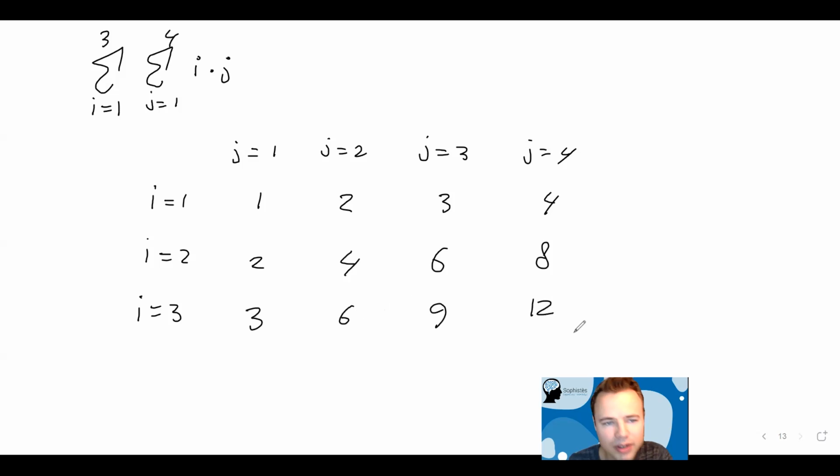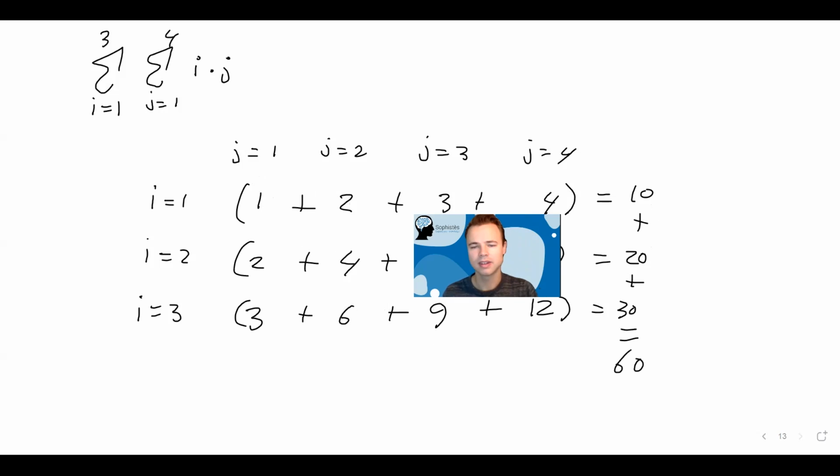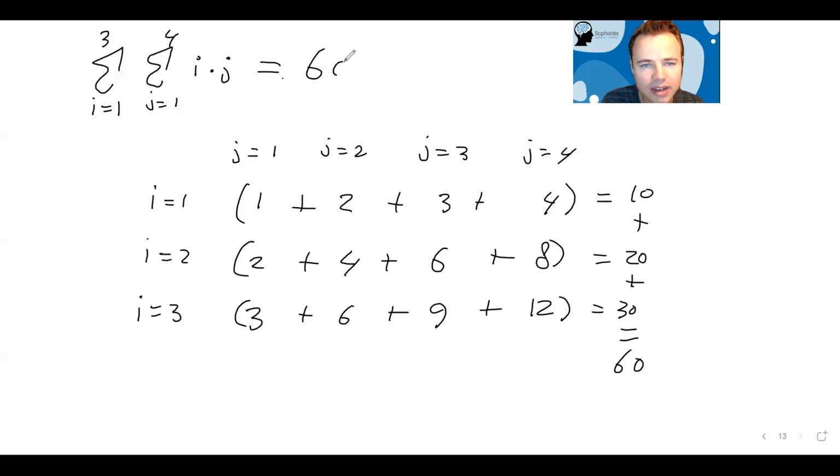Yes. What you now can do is take those numbers together. And then you get 1 plus 2 plus 3 plus 4 is 10. This together will be 20. And this together will be 30. And then we can take this together to get 60. Do you see that? So now we know that the summation here is 60, for example. So you can basically see a double summation as a table.